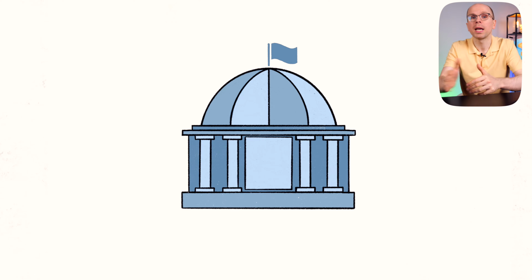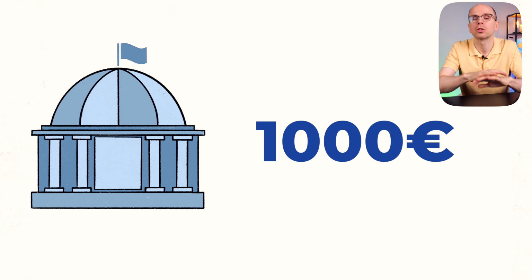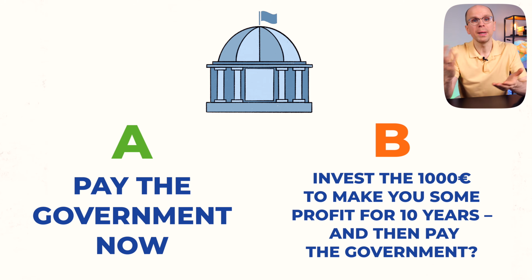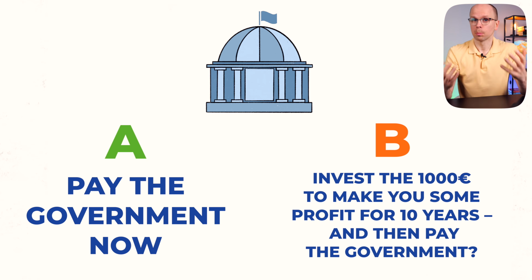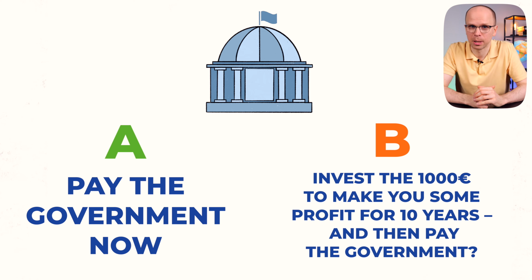Let's say you've got to pay the government 1,000 euros in tax sooner or later. Which do you prefer? A, pay the government now, or B, invest the 1,000 euros to make you some profit for 10 years and then pay the government? It's a no-brainer, right? Doesn't it make sense to get 10 years of use, 10 years of profit out of this money, to squeeze some juice out of it before you hand it over to the government? So that's the logic behind tax deferral. As long as you expect your tax rate to be similar or lower in the future than it is today, most of the time it's a smart idea to pay tax later.